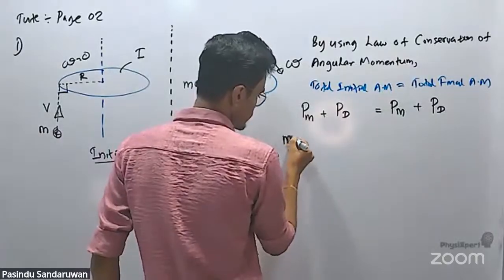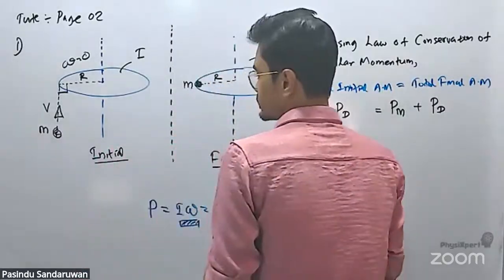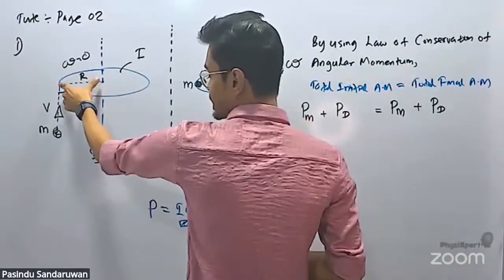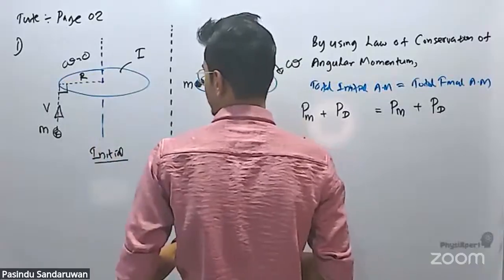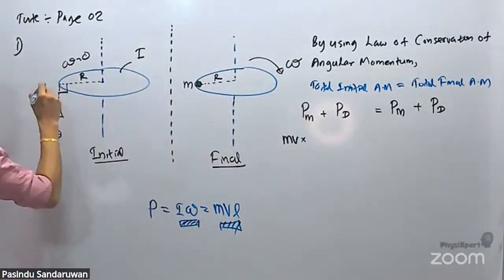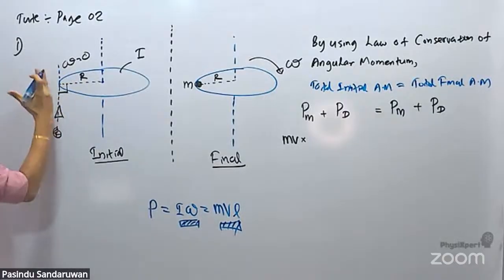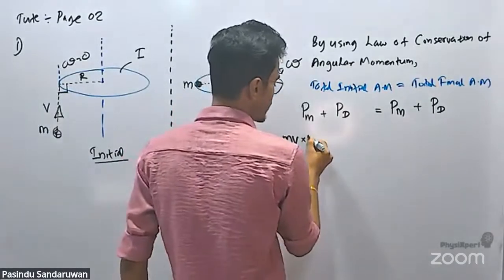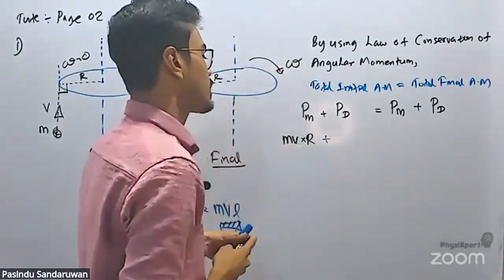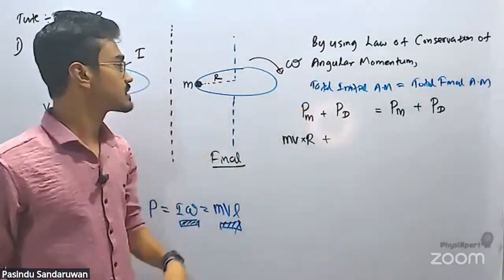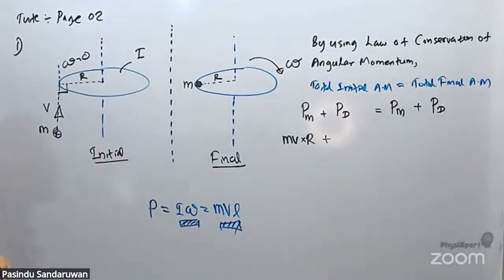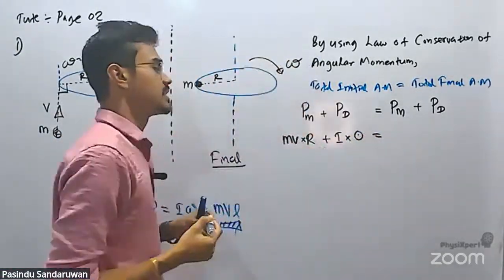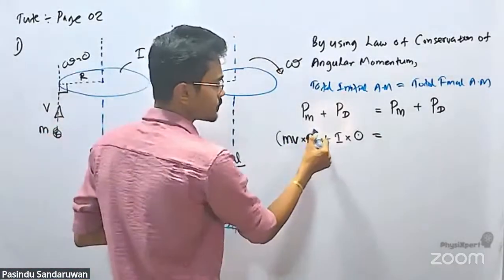Moment of linear momentum is MV into the perpendicular distance. The perpendicular distance from the rotational axis to the line of linear momentum is exactly R. Linear momentum is acting along this line, so the perpendicular distance is exactly R, plus angular momentum of disk. I of the disk is given. There is I, but initially omega is 0. Let me put brackets for your understanding.